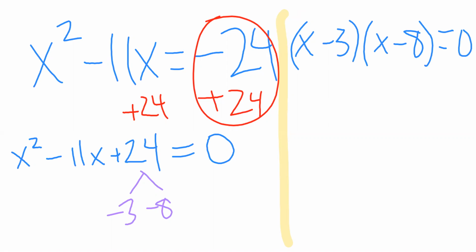And I'm going to just use some shorthand here. We set x minus 3 equal to 0 and use inverse operations. Add 3 to both sides, we get x equal to 3. If we set x minus 8 equal to 0, we're going to get the other option of, or x could be 8. So that is factoring and using the zero product property to solve quadratics.